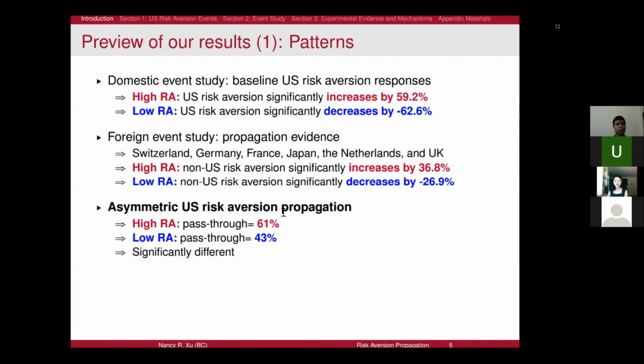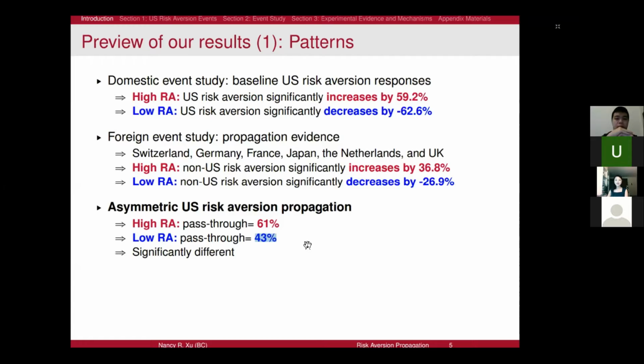So we constructed a measure called pass-through, which is the ratio of the foreign responses to the domestic responses of the two groups. We found in the high risk aversion group, the pass-through is around 61% and above. For the low risk aversion group, the pass-through is around 43%, and these two numbers are significantly different. So that's our main empirical finding. We found an asymmetric US risk aversion propagation from the US to these six developed economies in the world.